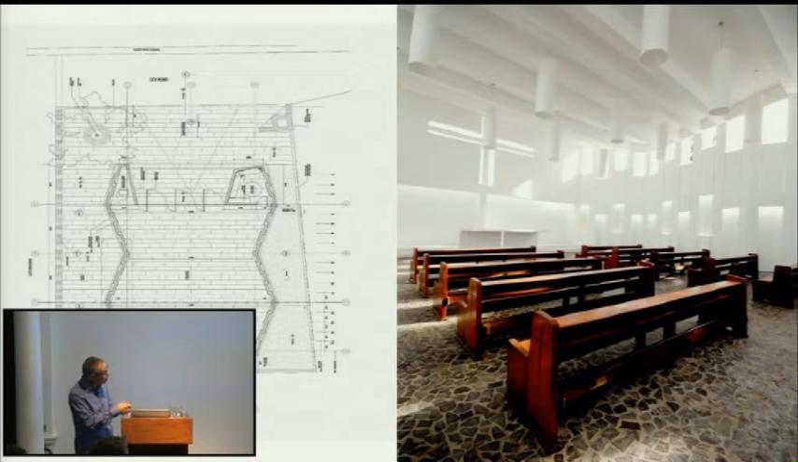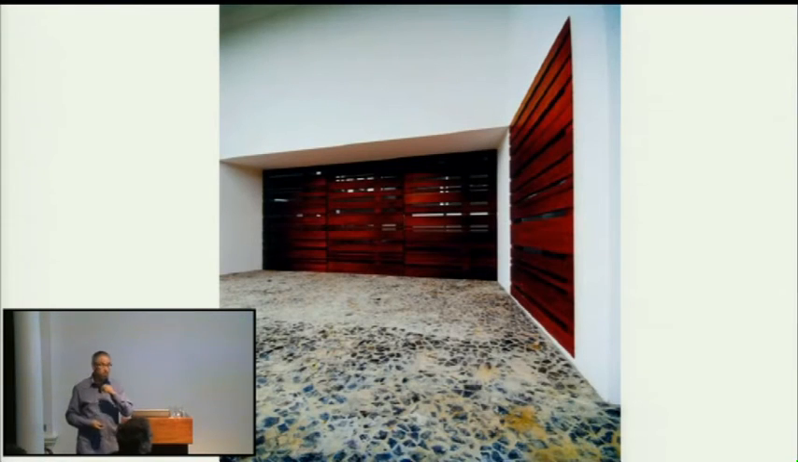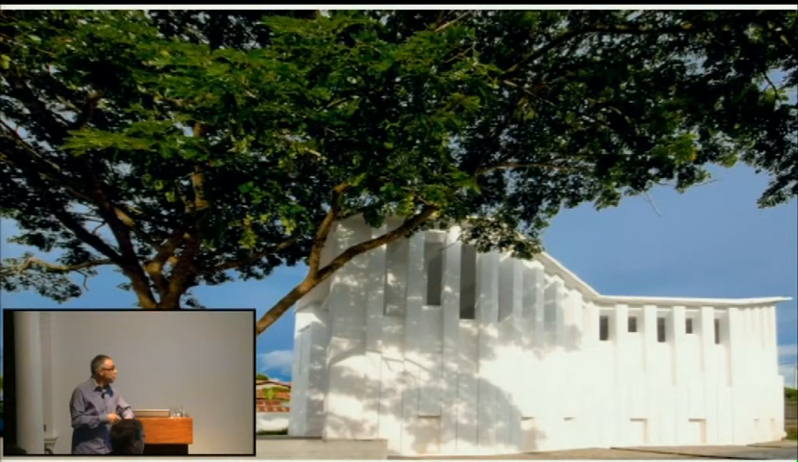So it has this rather elemental quality, which is emphasized by the idea of just tracing a single line and looping around the baptistry and the priest's quarters here. And then that line is canted for structural reasons, high seismic zone. This acacia tree had to be preserved.